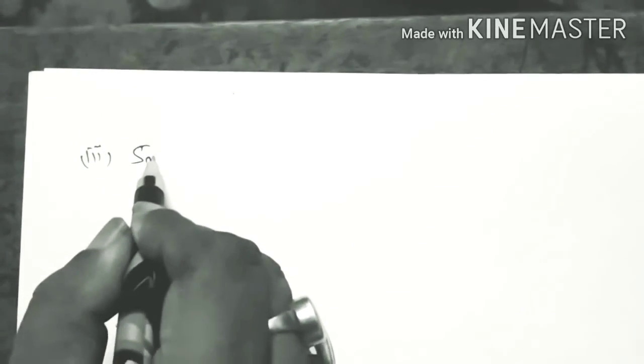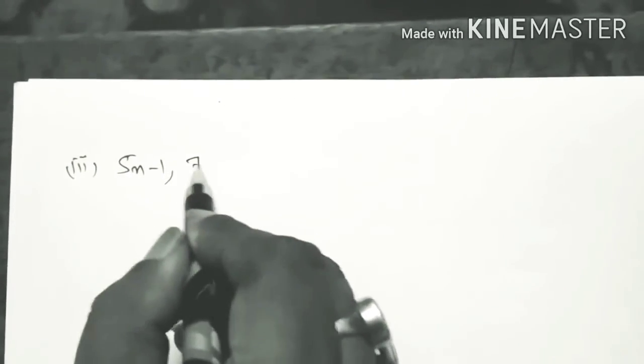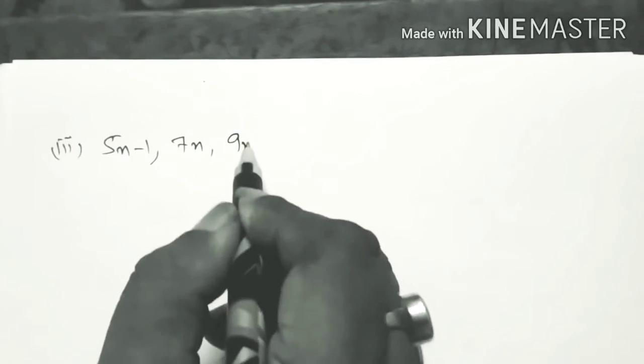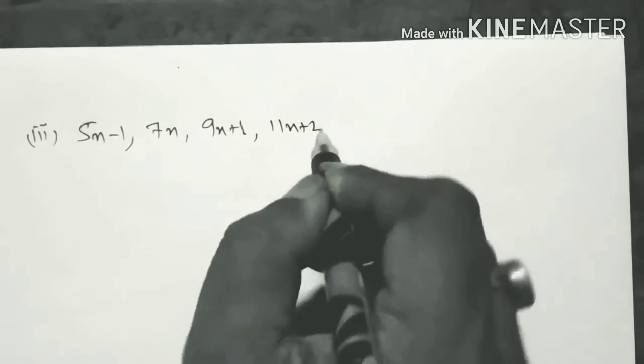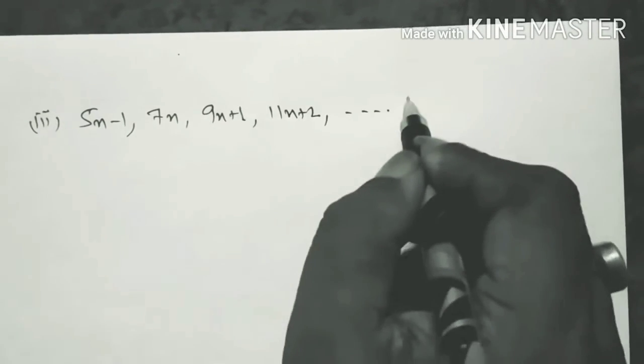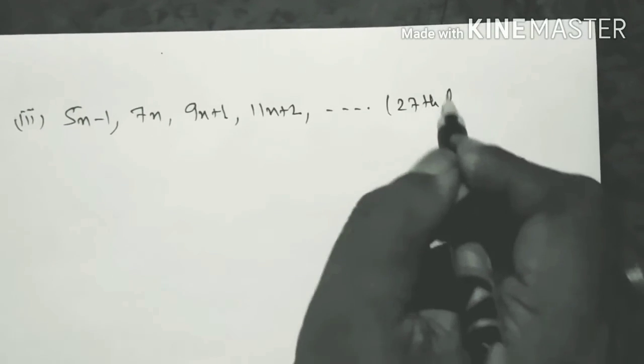So now let me do one more question for you. That is question number 3: 5n minus 1, 7n, 9n plus 1, and 11n plus 2, then dot dot dot, up to the 27th term. There are two questions.